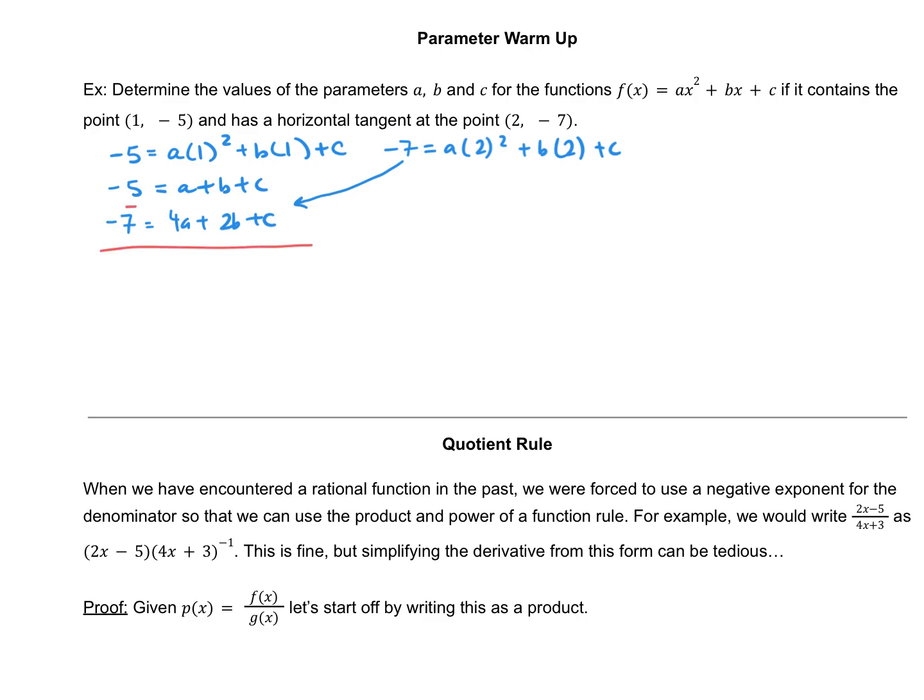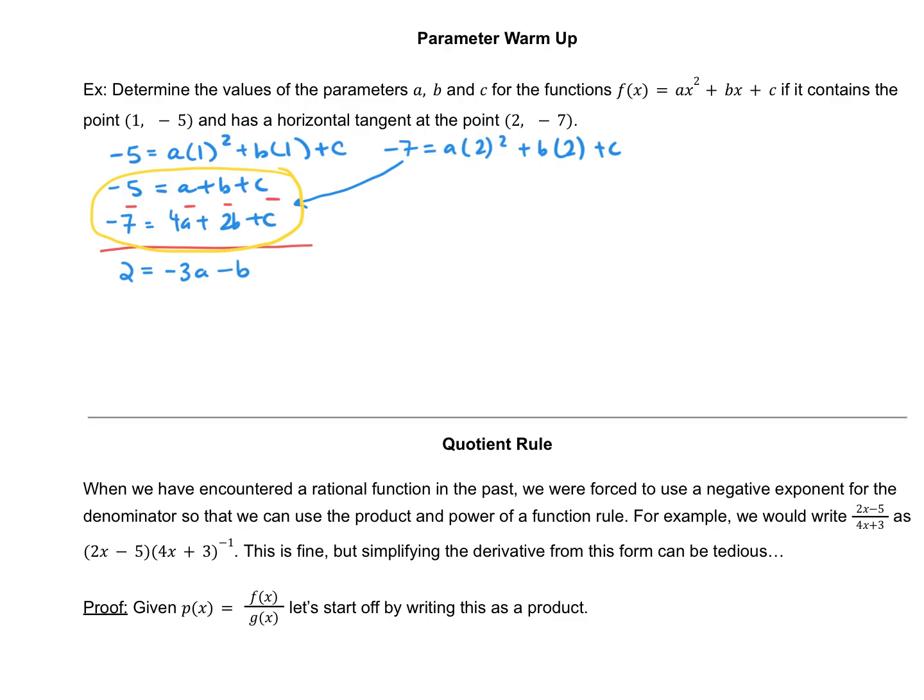So I'm just going to subtract. -5 minus -7 is 2. 1 minus 4, -3a. 1 minus 2, -b. Okay, so these were my original equations, but at least now I've eliminated a variable and I have one just in terms of a and b.